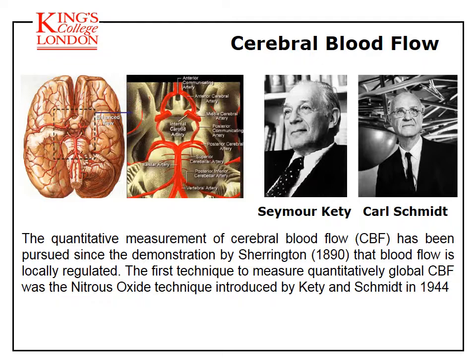These two are giants in the history of medicine. Seymour Kety, a junior at the time, went on to prove the genetic basis of schizophrenia and became the head of the National Institute of Mental Health in Bethesda. Carl Schmidt was already well known at the time as, amongst other things, the first physician in the US to encounter the Great Flu pandemic in 1918.